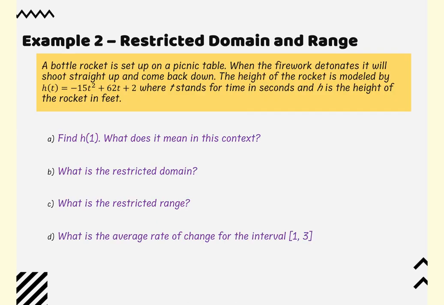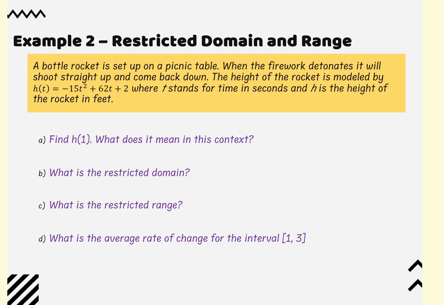All right, so now we're going to talk about restricted domain and range, and this is based on real world application. So if I had a real world question, this one's about a bottle rocket, you have to think about, would there be restricted domain and range on this based on that real world scenario? So if I have a bottle rocket set up on a picnic table, when the firework detonates, it will shoot straight up and come back down again.